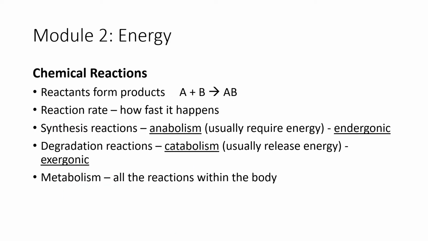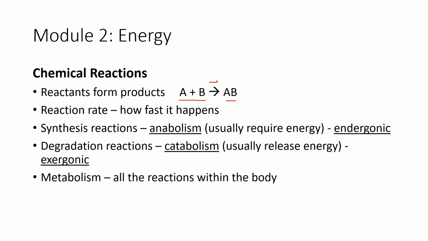Chemical reactions. There are reactants and they form products. In the reaction I've written here, we have A and B. Those are the reactants. They form the product AB. If you notice this arrow goes in one direction, that means that chemical reaction can only go in one direction. Some reactions are what we call reversible, and you'll see the arrow pointed in both ways. We saw that when we looked at the carbonic acid buffer in the last module.